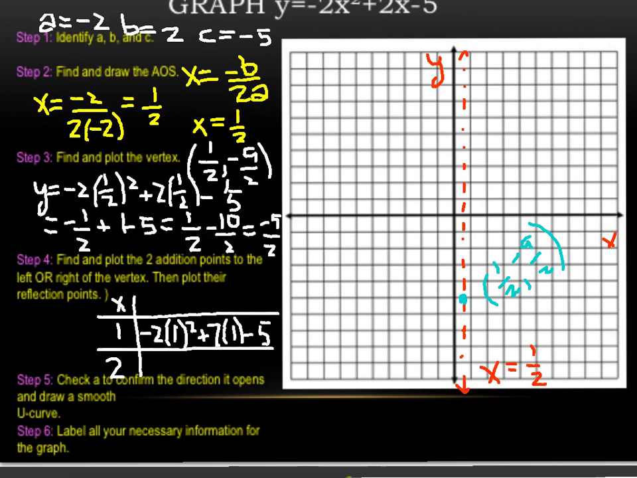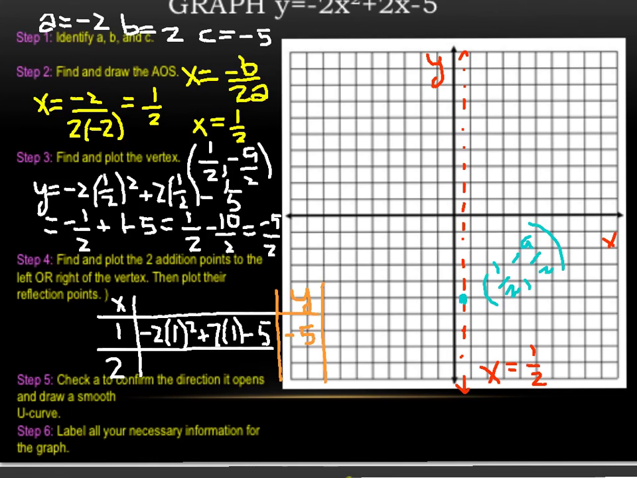So plugging in 1, I get -2 times 1 squared plus 2 times 1 minus 5. I get 1 squared, which is 1, times -2, which is -2, plus 2. So -2 plus 2 is 0. And then -5, so (1, -5). That's my y value there. So (1, -5). I'm going to go ahead and plot that.